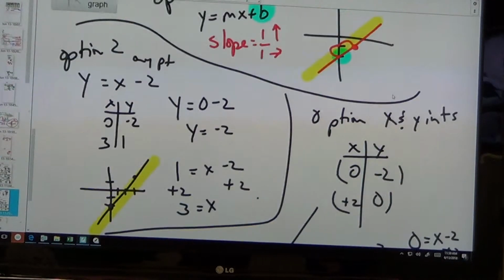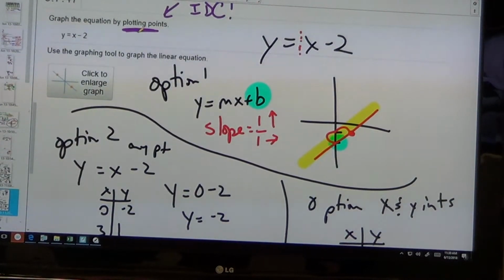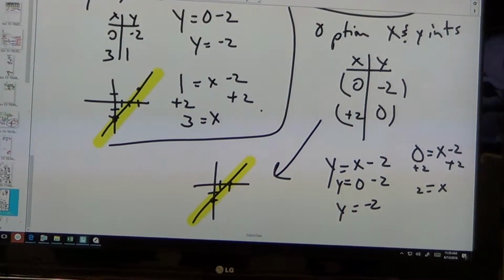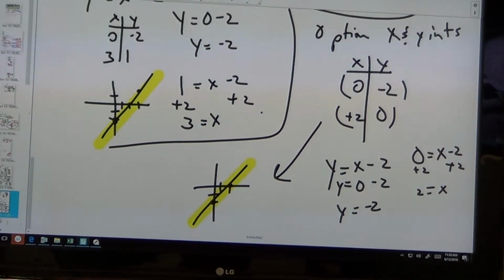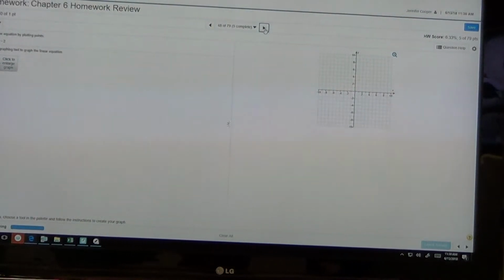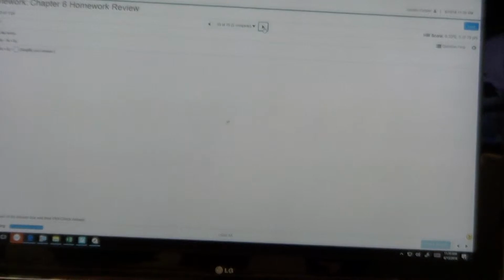So when I say graph it, I don't care how you graph it. Just plot some points. You have the option of doing whatever you want to do, which freaks y'all out because I'm not telling you what to do. And then you get ticked off because when I tell you what to do, you don't know what to do. So no matter what, you're screwed.